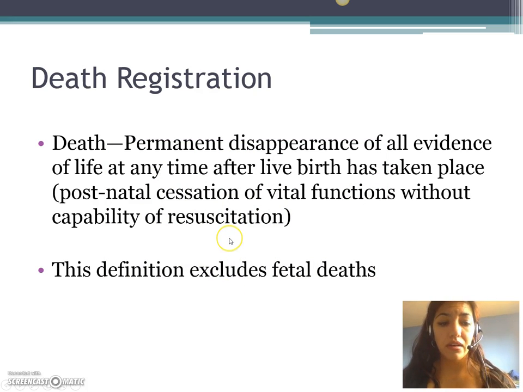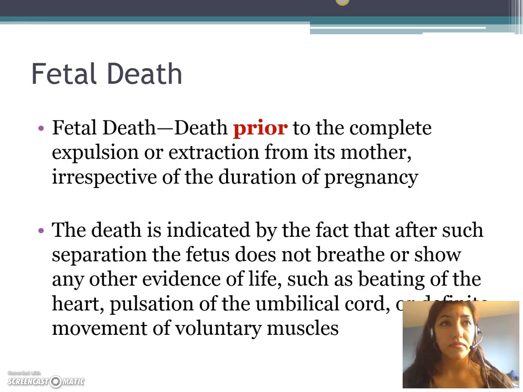Now, when we're talking about death, we're talking about a death registration. And what is death? It's permanent disappearance of all evidence of life after a live birth has taken place. Okay, so for you to register for a typical death registration, you have to have been born. So after live birth has taken place, postnatal, you have to have full-on evidence that no life exists. This definition excludes fetal deaths, meaning a stillborn. If you die in the womb, you actually don't get included in the regular death rate. You get included in the infant mortality rate. So you get put in a different category, in a different number. Okay, so there has to be complete cessation of life.